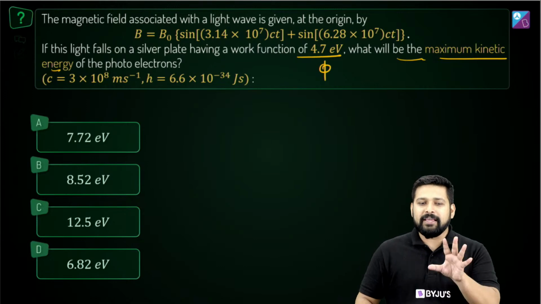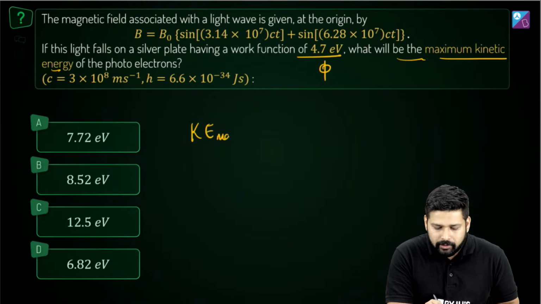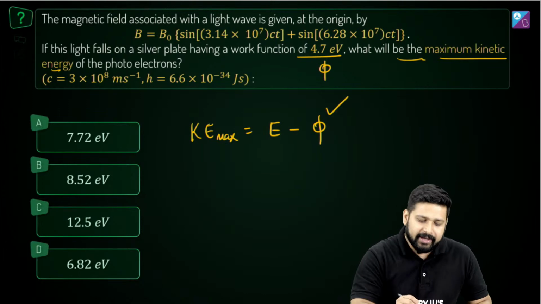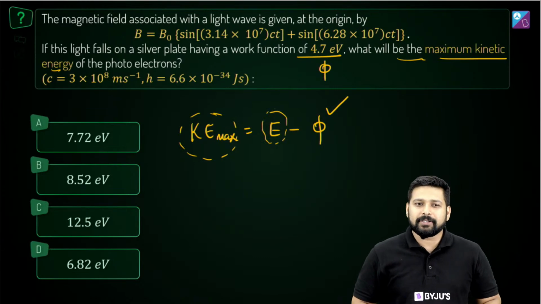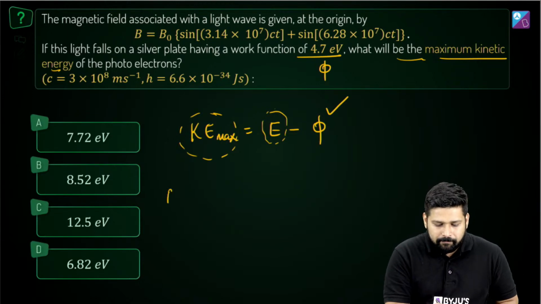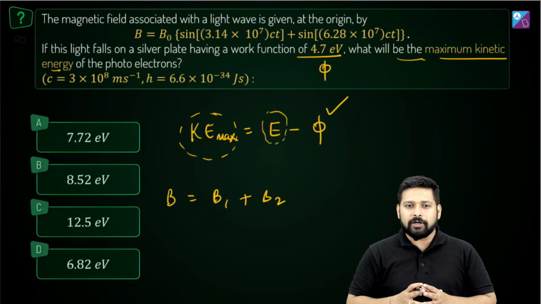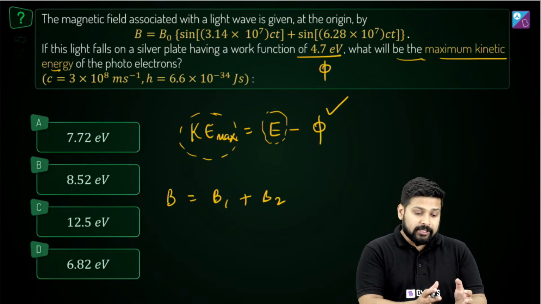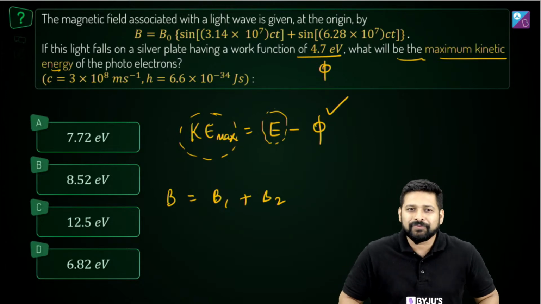All right, KE max. What is the formula for KE max? KE max is equal to E minus phi. Got it? Phi is directly given. KE max is what I need to find out. Somehow I need the value of E. Correct? How do I get it? This seems to be B is equal to B1 plus B2. It looks like something like that. There is some kind of a superposition involved. There are two expressions, there are two sine functions. It seems complicated, right?